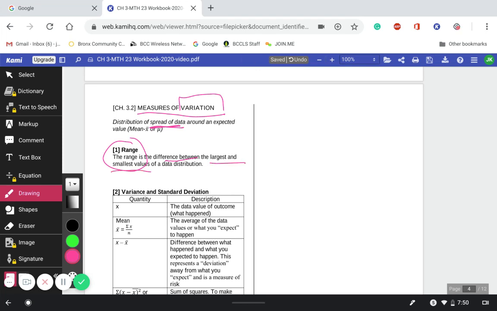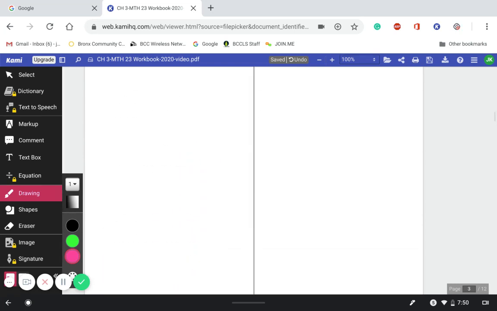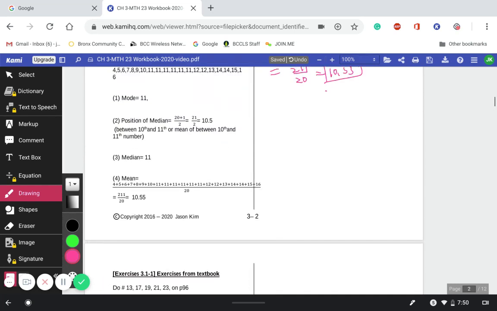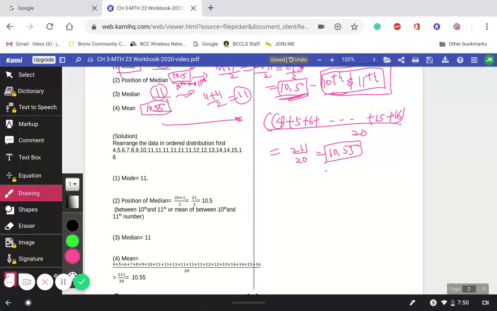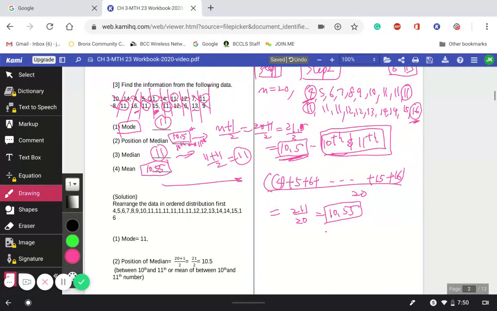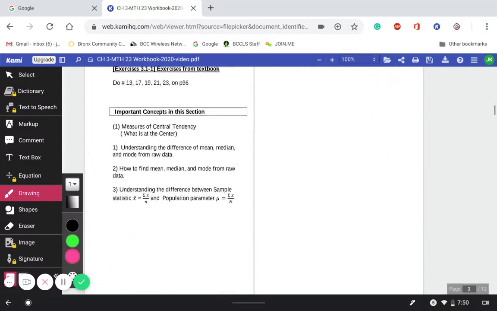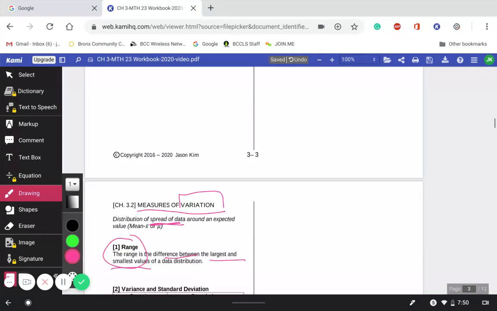So that is telling you the range of the data. So in the previous question, the smallest one was 4, and the largest one was 16. So 16 minus 4, which is 12, is the range of the data. Okay.